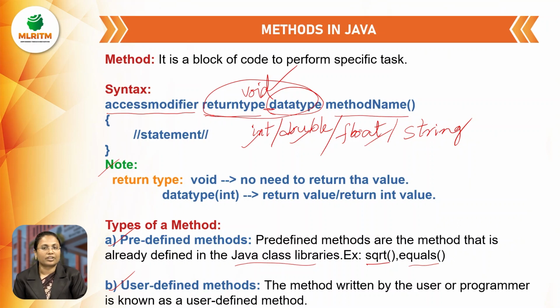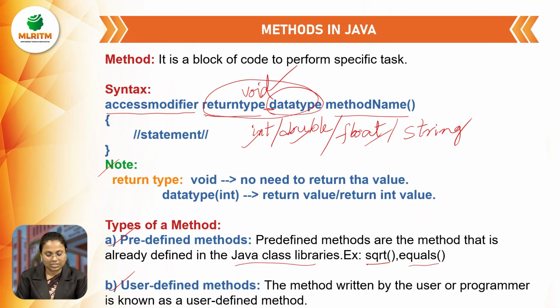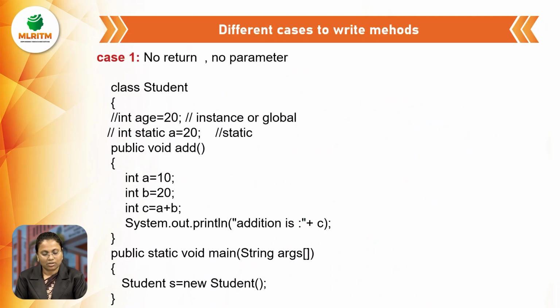So next, user defined. Not only the predefined methods, as a programmer, you can also create your own methods. In the previous example, we might have seen void read, this is a user defined method. The person who wrote this program has written this method name. So the methods which are written by the user or a programmer are known as user defined methods, right?